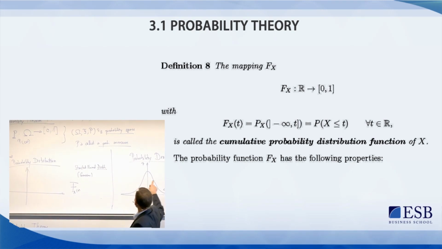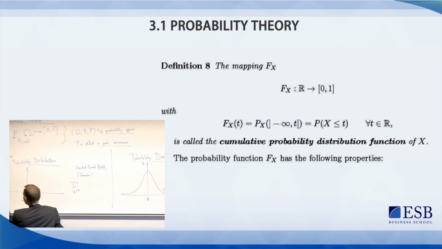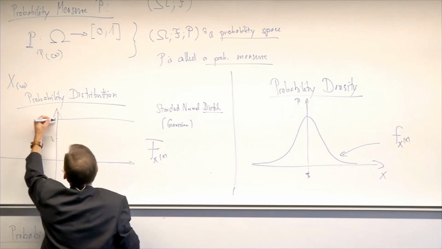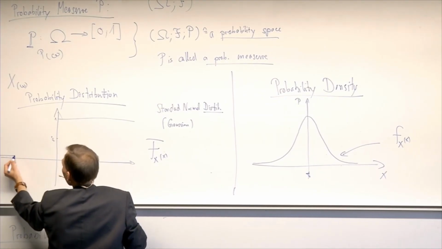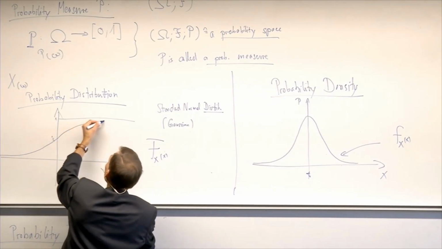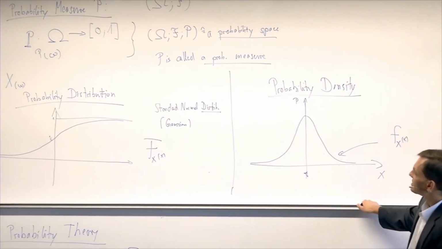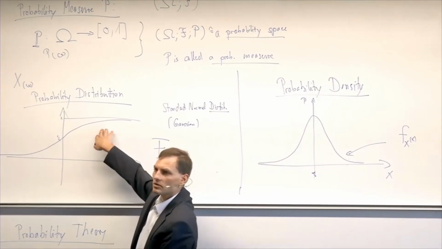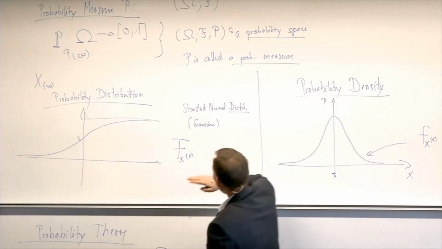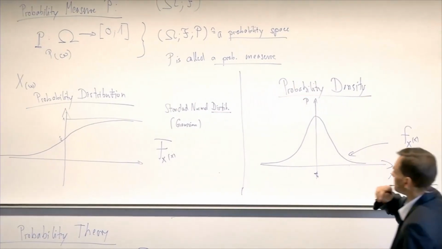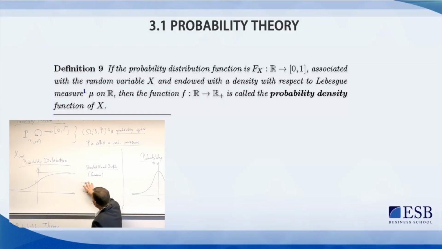And for the standard normal distribution, it looks like this. Here's a half, and then it goes to the line 1. It starts here at 0, goes up, and it looks like this. This is the distribution function of a standard normal distribution. So now let me explain the relationship. This is capital F, this is small f. And that means the density is a derivative of the distribution.